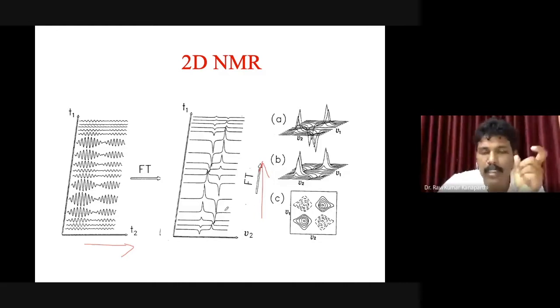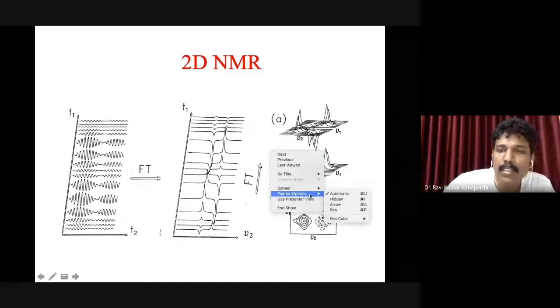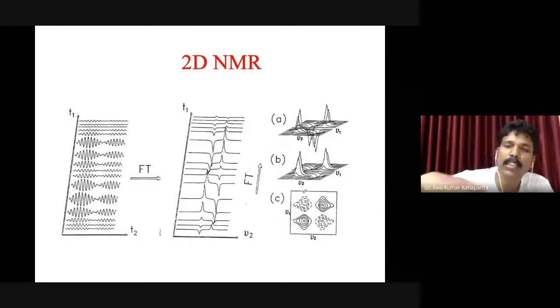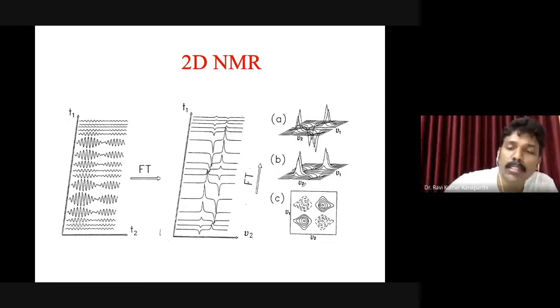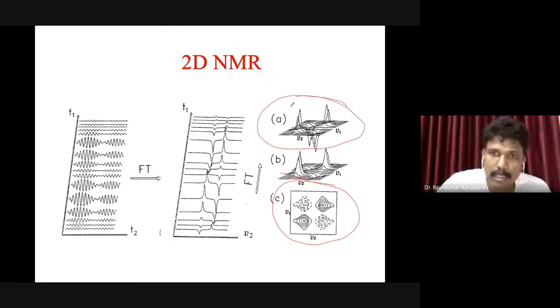But then there is a delay that we are giving from one pulse to the other pulse. So that is also another time. With respect to that one, if you do a Fourier transformation, that is the y-axis, then what you obtain is this contour diagram. If you see it in three dimensions, the contour diagram appears like this. There will be spots, you will have spikes. The spikes in a simple two-dimensional graph are represented in this manner. These are the three-dimensional representation.